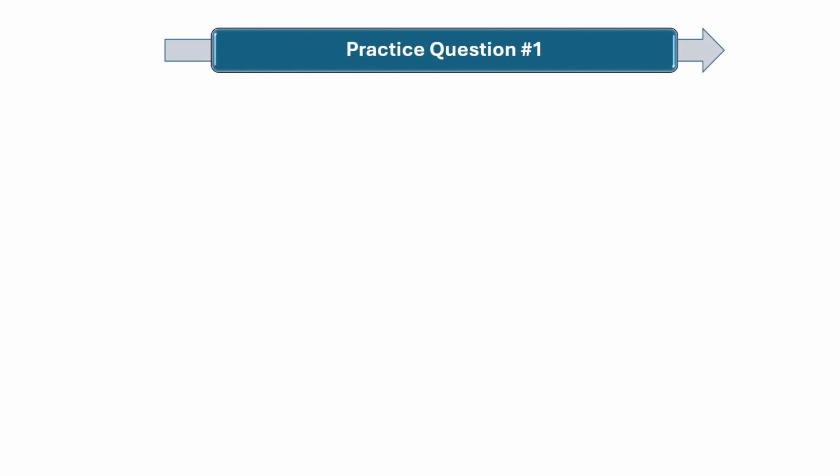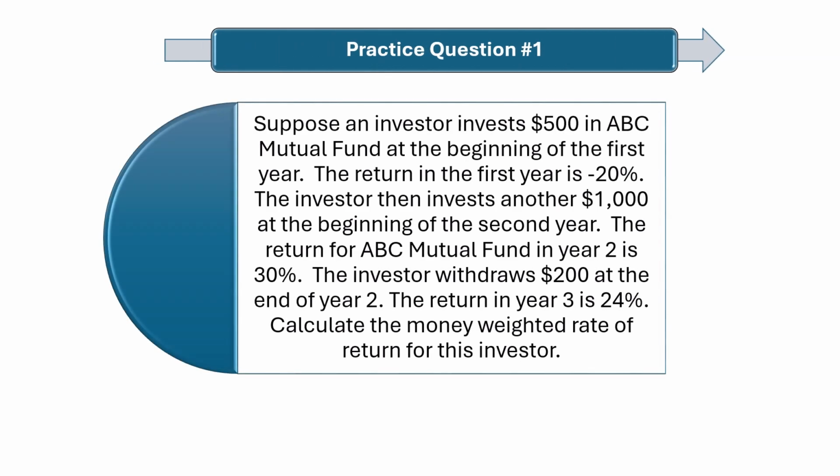Suppose an investor invests $500 in ABC Mutual Fund at the beginning of the first year. The return in the first year is negative 20%. Ouch. The investor then invests another $1,000 at the beginning of the second year. The return for ABC Mutual Fund in year 2 is 30%. The investor withdraws $200 at the end of year 2. The return in year 3 is 24%. Let's calculate the money-weighted rate of return for this investor.